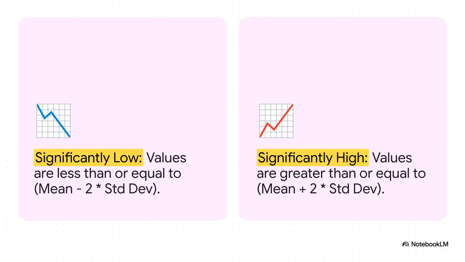And here's a really handy way to do that, the range rule of thumb. It basically draws a line in the sand for us. It says that any result falling more than 2 standard deviations away from the average is considered significant. Anything inside that 2 standard deviation window is just considered normal, random noise.